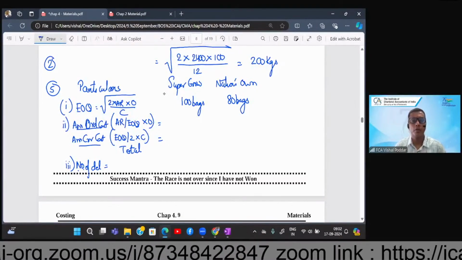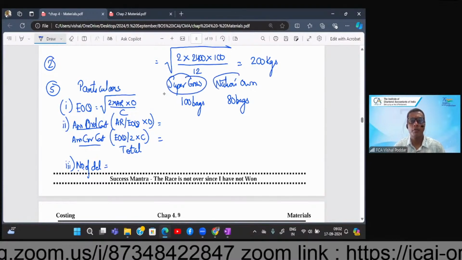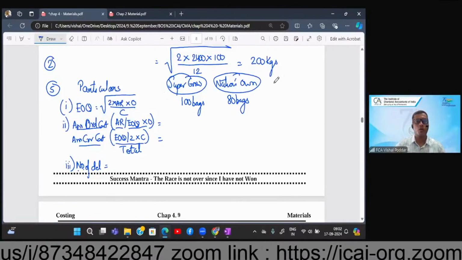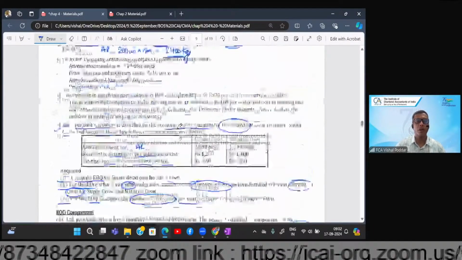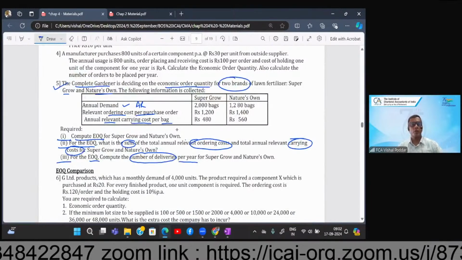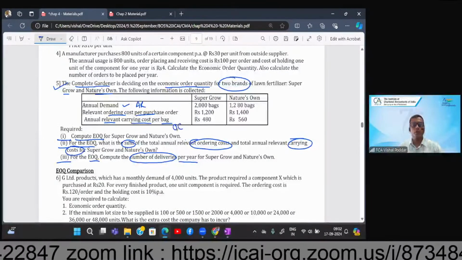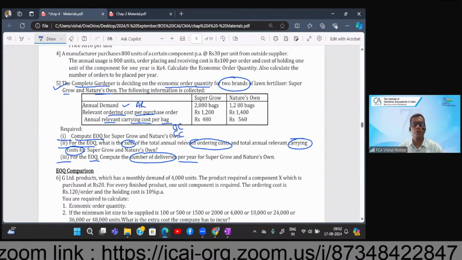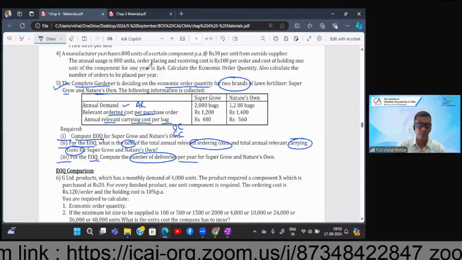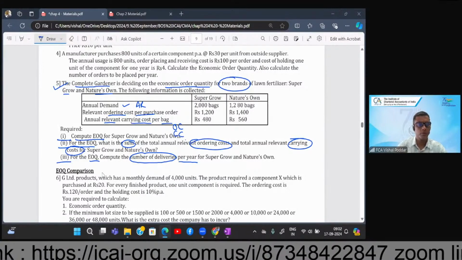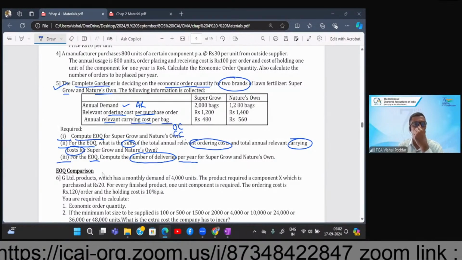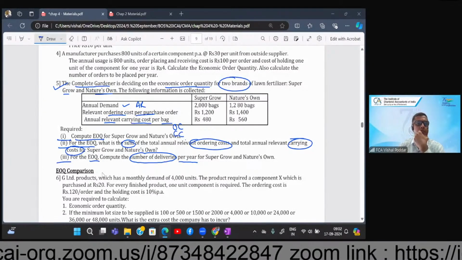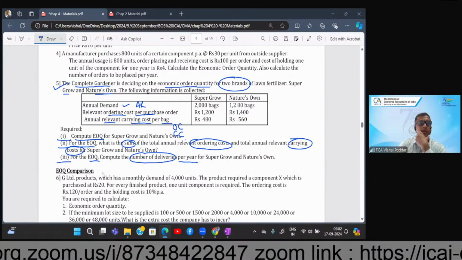Now I want both these costs, ordering cost and carrying cost. First for Super Grow, other for Nature's Own. Now you already know these formulas. You have taken a screenshot also. So now give me the figures of annual ordering cost and carrying cost for each of these items. I'm writing here just so that I don't have to change the screen and it may not be discomfort for others. Aniruddha, I think you have given me the answer for the third part of the question. Give me the answer for the second part.